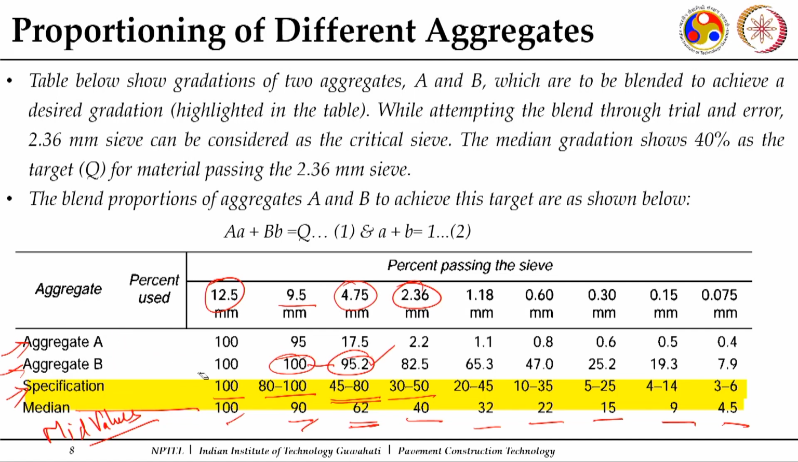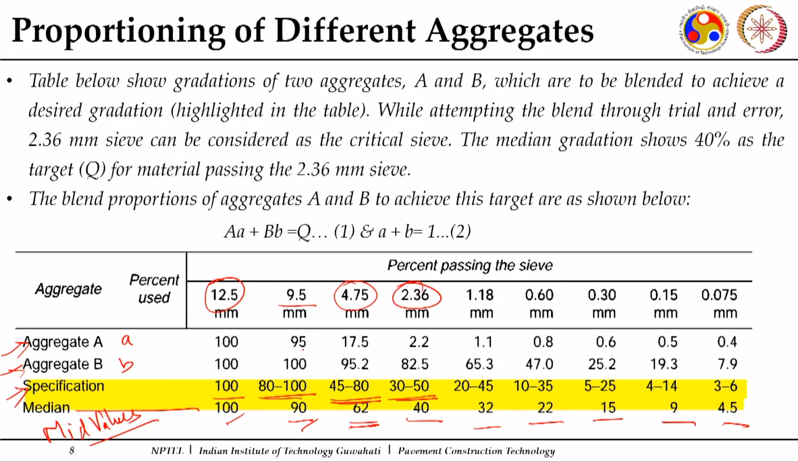So now I need to blend these two, in whatever proportions of A and B, so that the combination falls within this range, and my target will be the mid values. Now, for this particular one, what I can observe, and it comes with experience, is this sieve size.